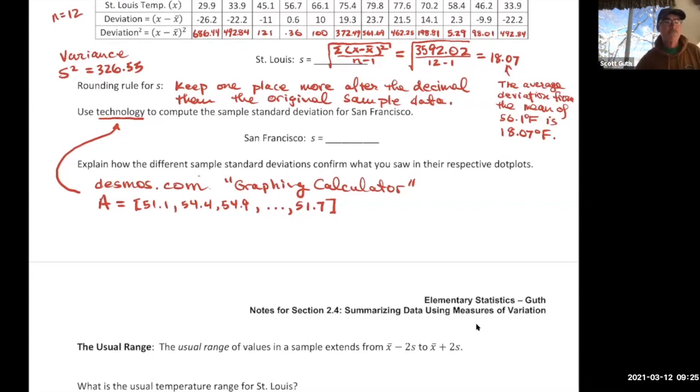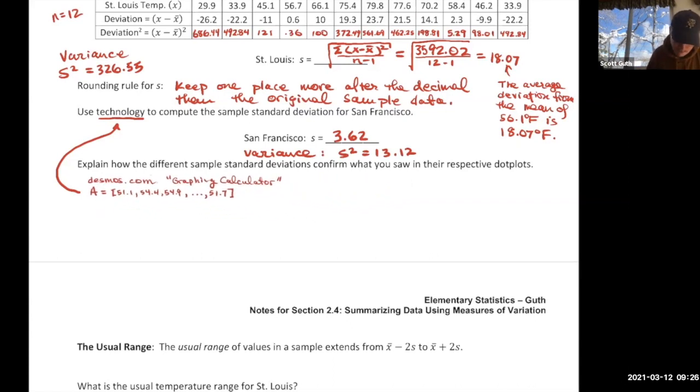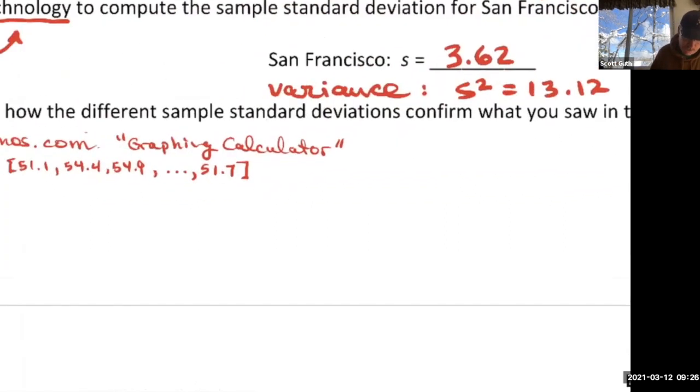Now, going back to Desmos, I'm just looking at that page. So the standard deviation was 3.62, rounding to 2 places after the decimal. And then right below it, I'll say the variance is S squared, which was 13.12. Now, I probably shouldn't have put notes right here, but it's too late.